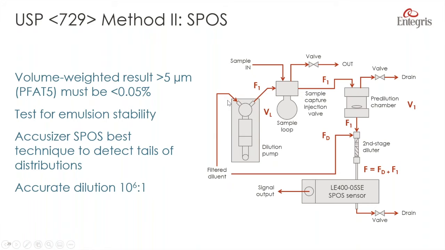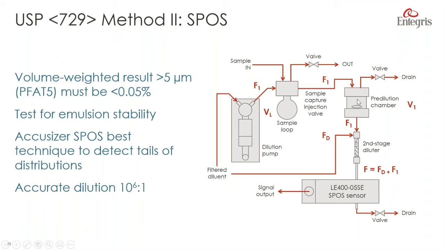For method 2, because these are very concentrated samples, we're going to use the AccuSizer, but here we need to do dilution. What we see on the right is a fluidics diagram of a 2-stage dilution process we use. We fill a sample loop. That loop is injected into a dilution chamber. That's our first stage of dilution.